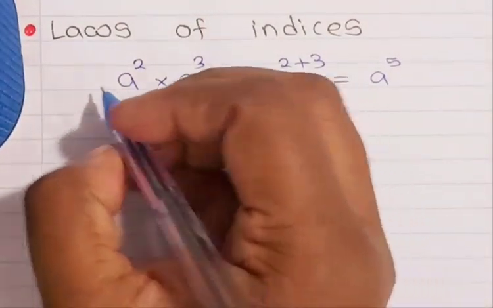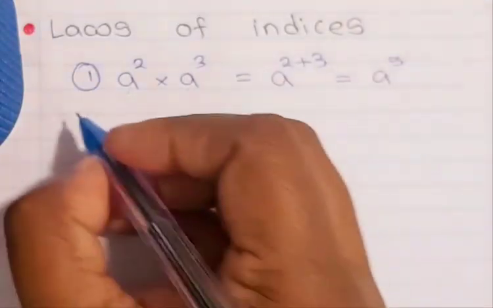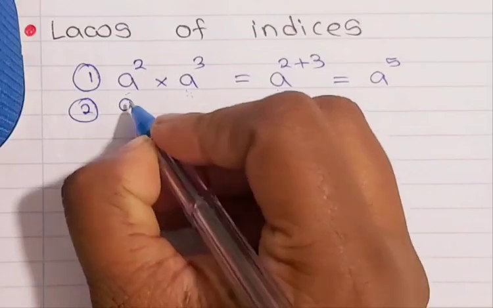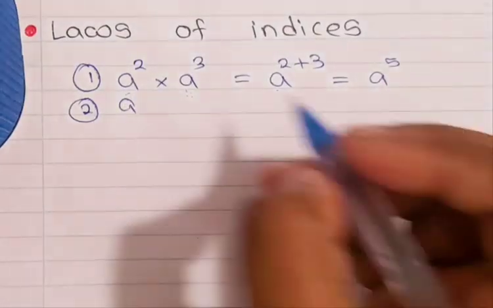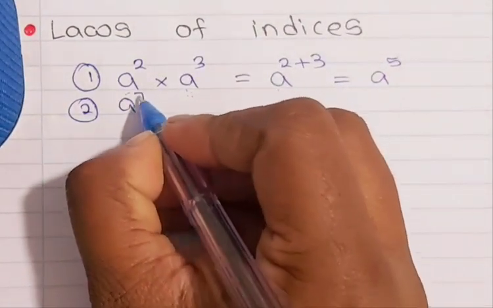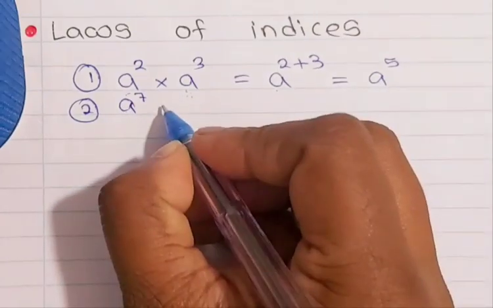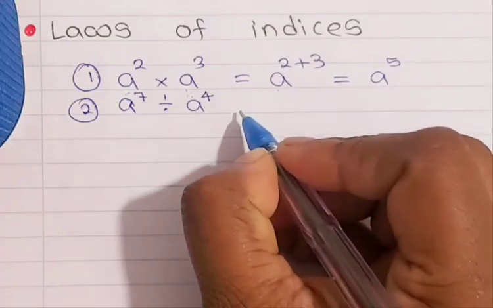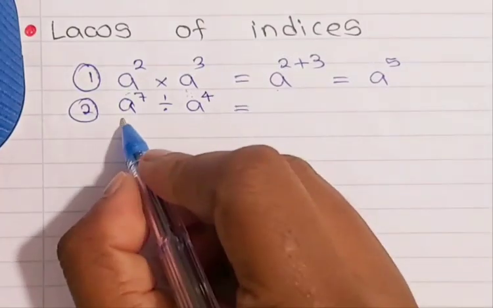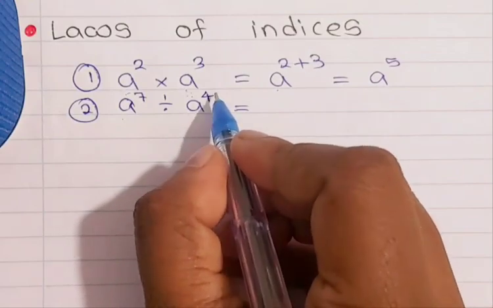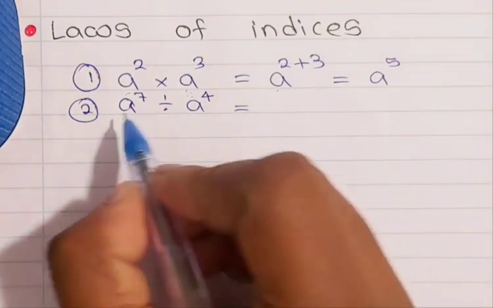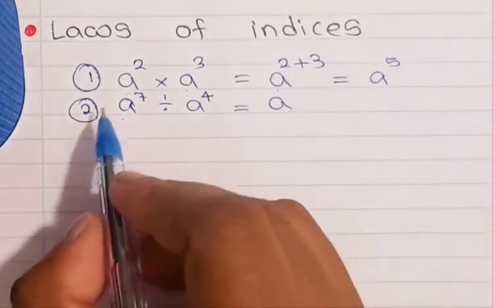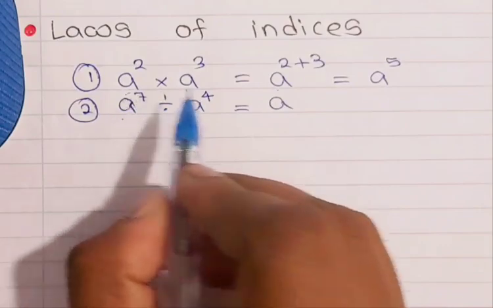Then the second law I can get like here. This is the first law, right? So in the second one, when you are dividing two powers with the same bases, that means a to the power 7 divided by a to the power 4, right? You can see that both are powers with the same bases. So therefore you can get the common base and subtract those two indices, right?